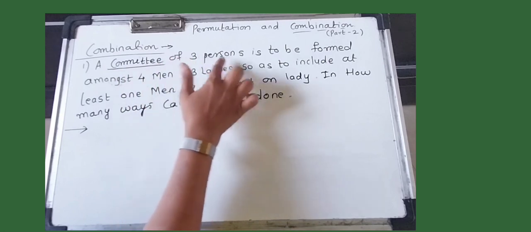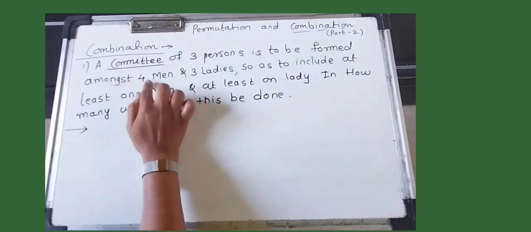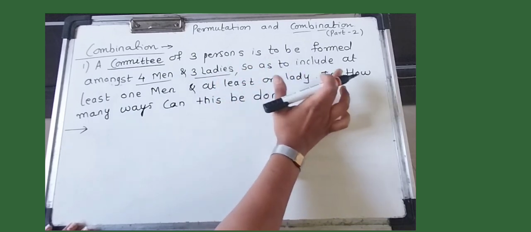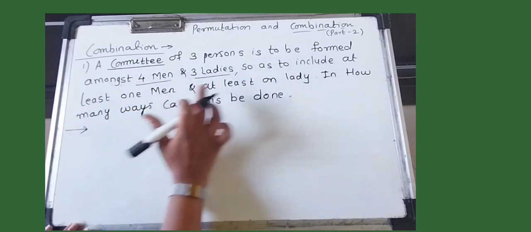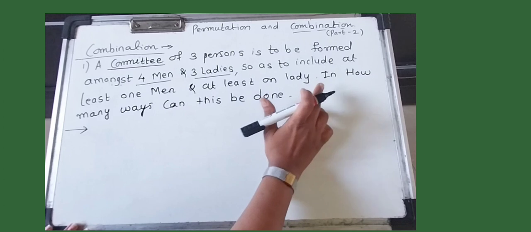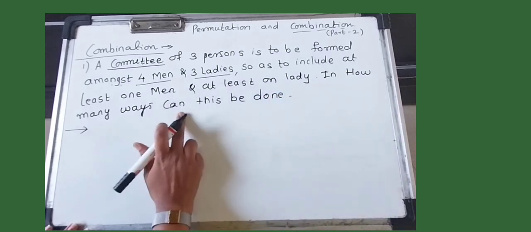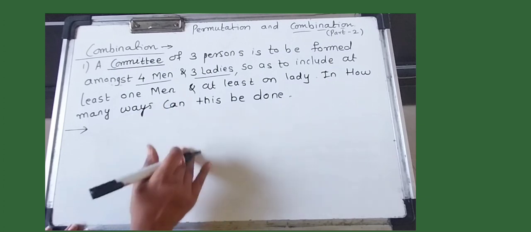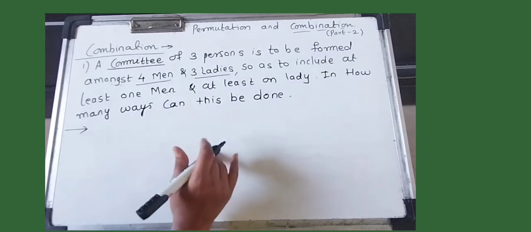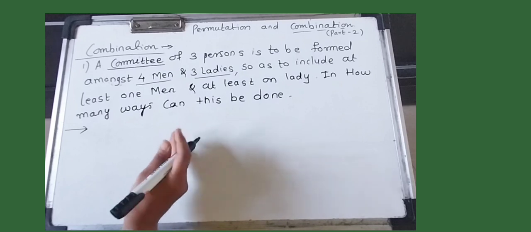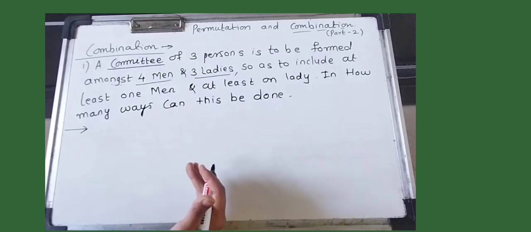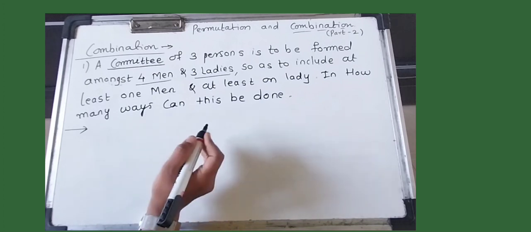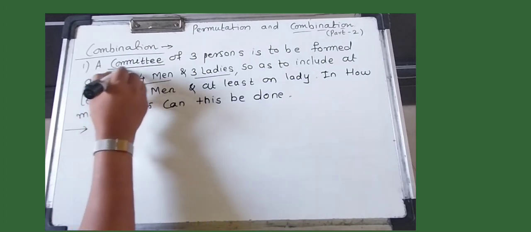A committee of 3 persons is to be formed amongst 4 men and 3 ladies, so as to include at least 1 man and at least 1 lady. In how many ways can this be done? So there is a selection. We can't arrange in the committee. We are selecting the persons. So use combination here. Getting my point? We have to find the committee.